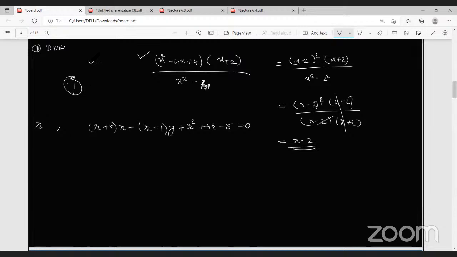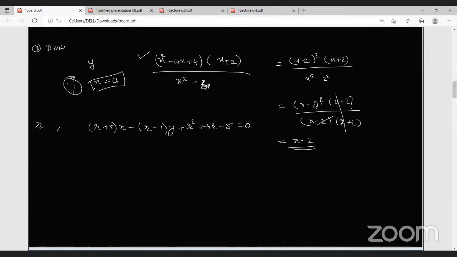So parallel to the Y axis means X equal to A. There must be some X equal to A, right? The equation of that line. So this is the Y axis, and this is parallel to the Y axis at point A. So X equal to A means X minus A equal to 0 will be that line, right?